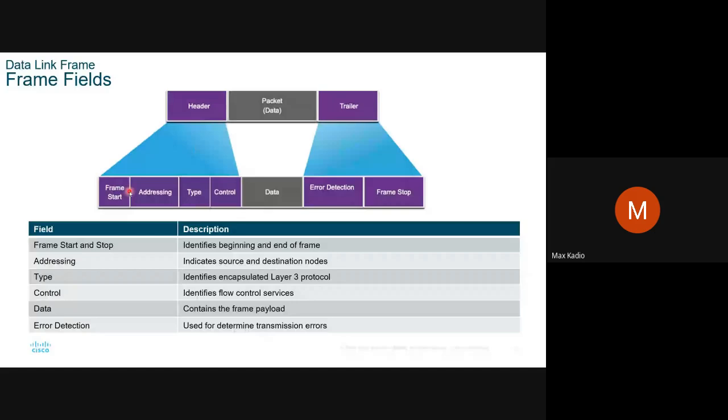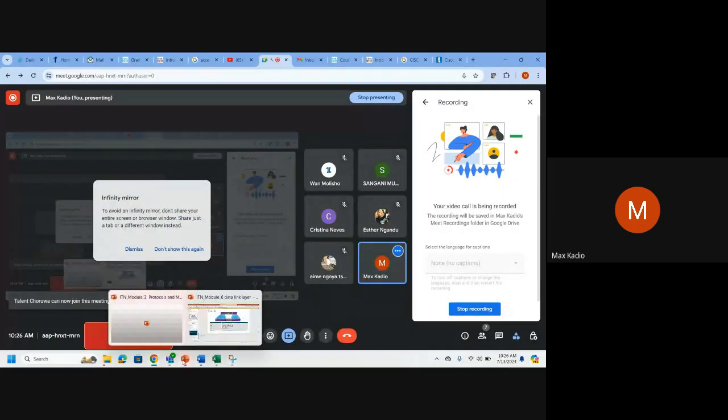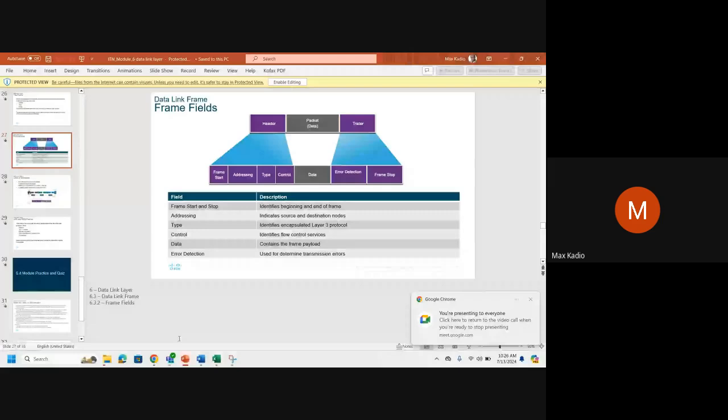So in the header, we have the frame start, addressing, MAC address, the type, control. Your data is still here. Now in the trailer, we have error detection. Is the frame in good health? Is it good to be processed? And where the frame stops. So please have a look at this, the frame, then we continue.